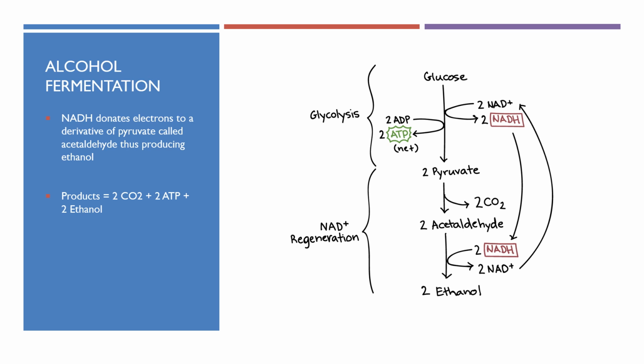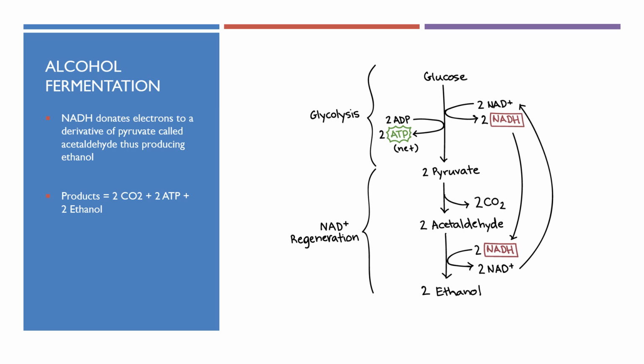Alcohol fermentation is a little different. It's not too different. It still has that NAD plus regeneration, right? Because the NADH is going to donate its electrons to a carbon compound. So here we have glucose again. We have the net production of 2 ATP again. We have the production of 2 NADH and the split of the glucose into the pyruvate molecules.